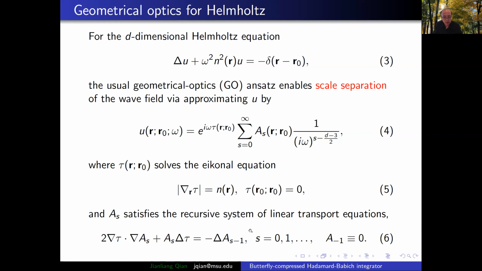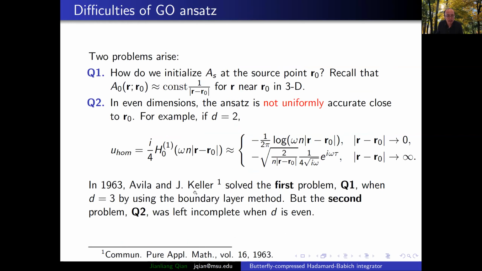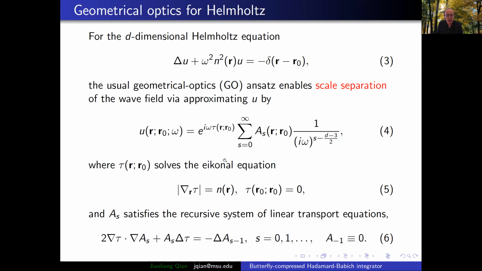And so the issue is how do we solve these two sets of equations. Once we are able to solve and compute tau and the amplitudes, then because of the scale separation, we essentially have a family of solutions for all omega. If we solve and obtain those two sets of functions, then we have a family of solutions for all omega.